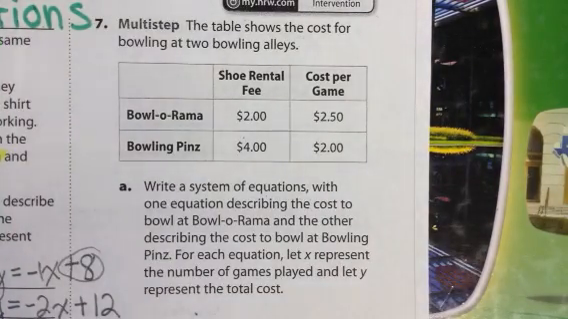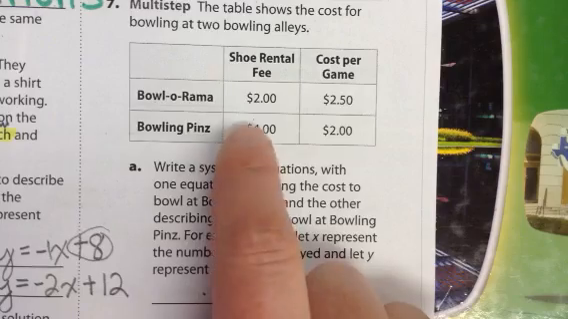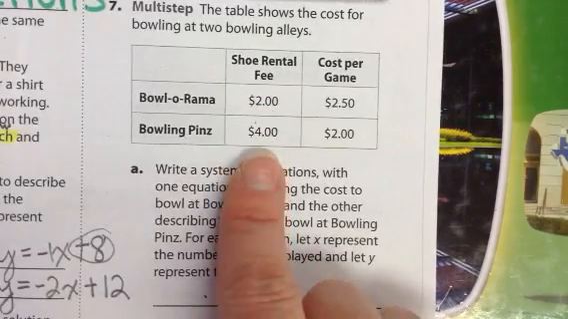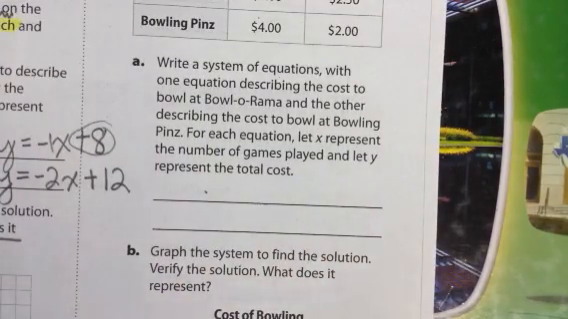Number 7, the table shows the cost for bowling at 2 bowling alleys. So there's a shoe rental fee. They have different prices. And there's a different cost per game. Write a system of equations with one equation describing the cost to bowl at Bowlerama and the other describing the cost to bowl at Bowling Pins. For each equation, let X represent the number of games and Y represent the total cost.